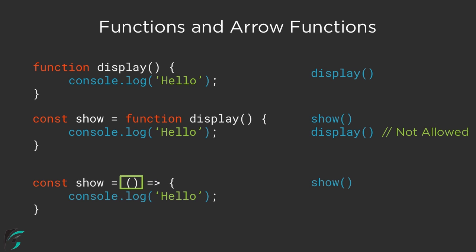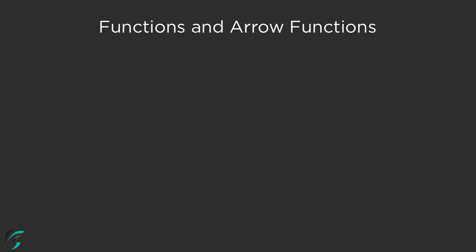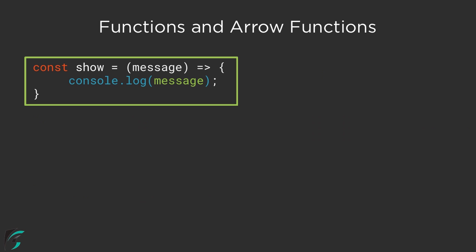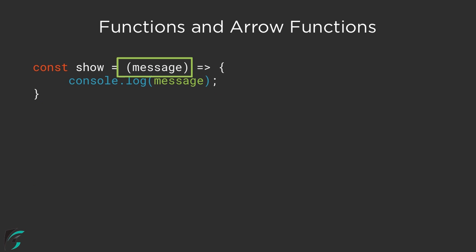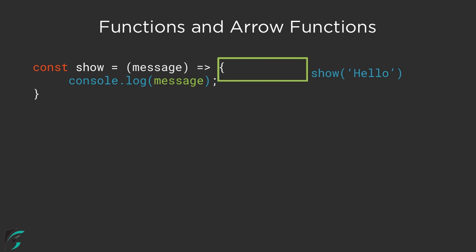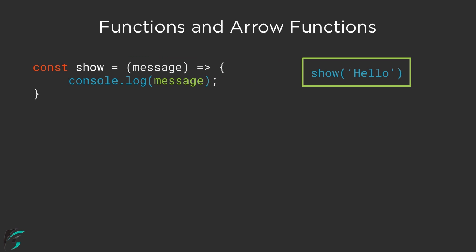Now within this arrow function you can pass the parameters. Let me show you how. So here I have an arrow function where I am passing message as a parameter. To call this function we can use show, then pass the string value or any data.